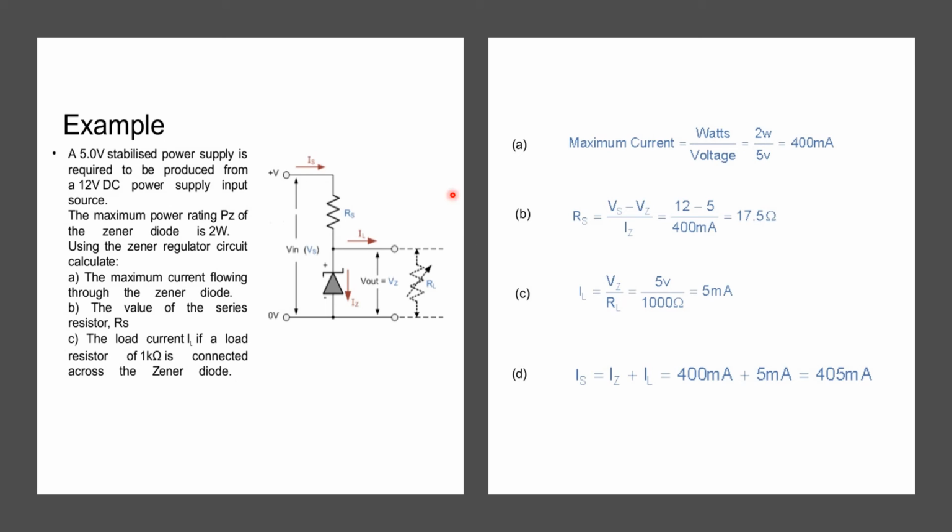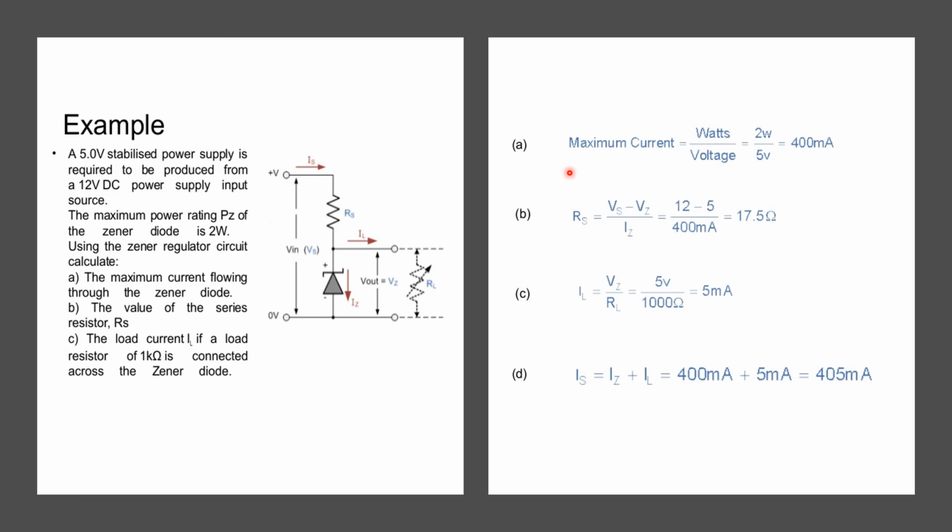So if you observe, this is a Zener regulator circuit. How can we say this is a Zener regulator circuit? If you observe, the input voltage is connected to the Zener diode using a series resistor, and the load is connected parallelly to the Zener diode. So that's why we can say this is a regulator circuit.